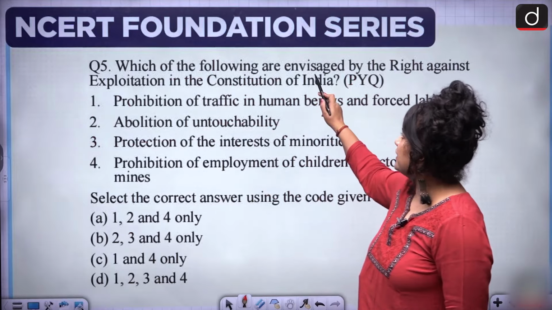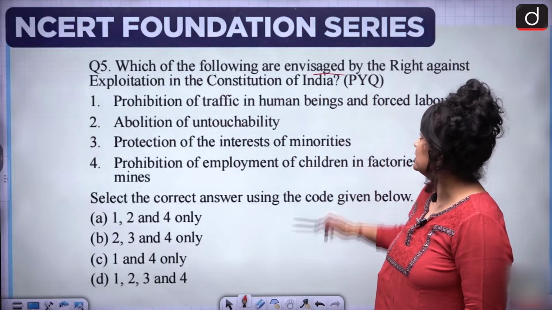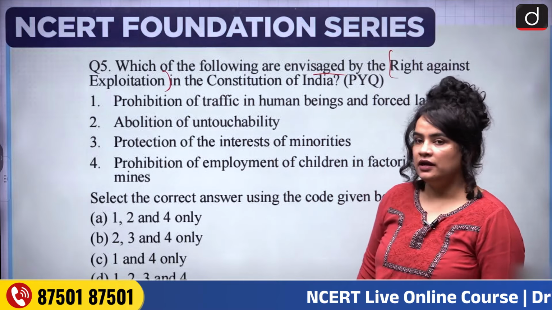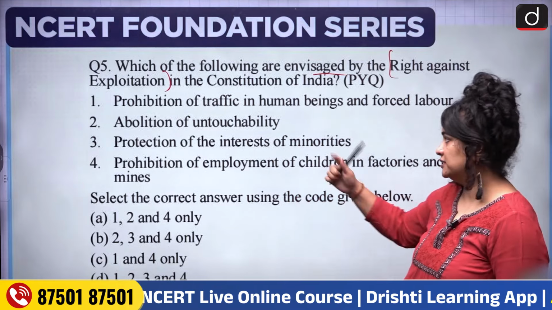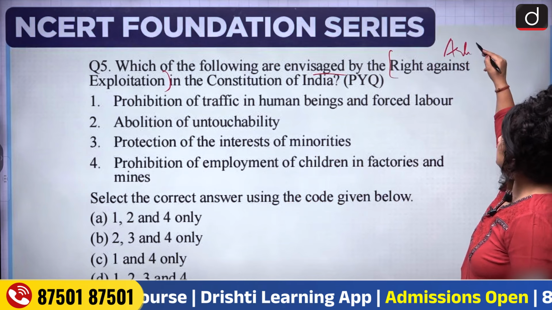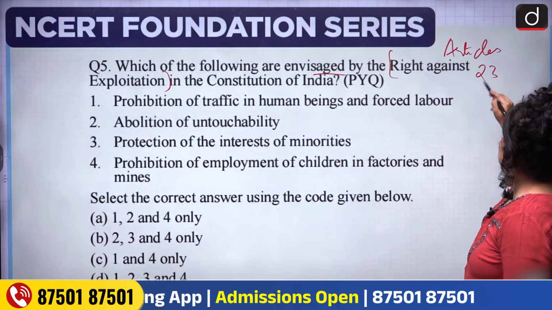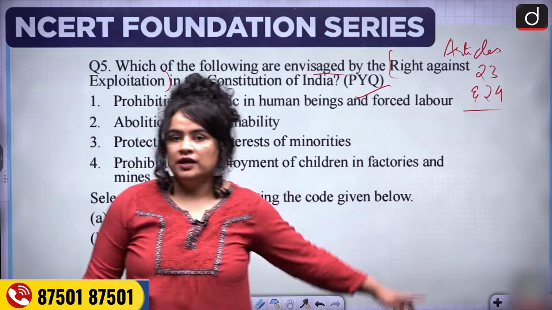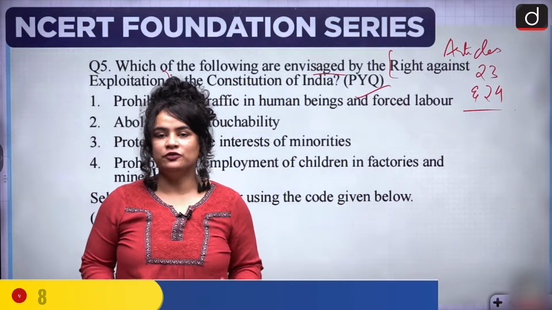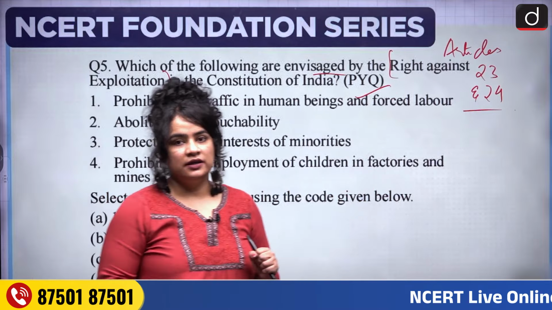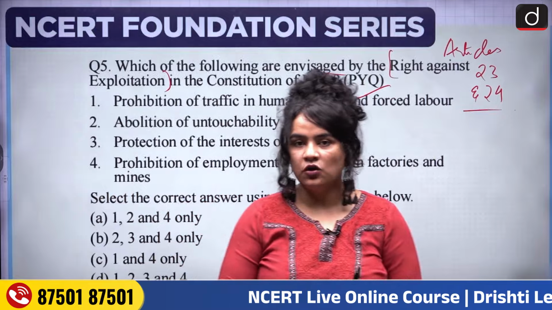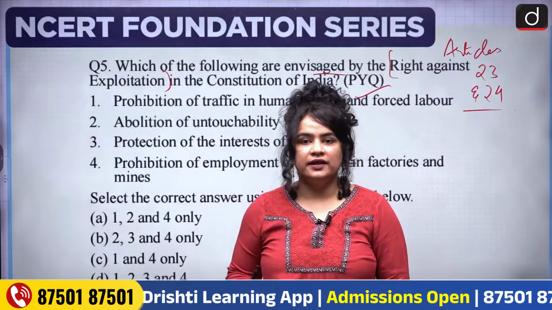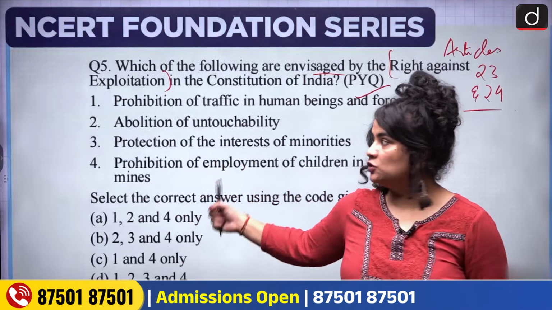Which of the following are envisaged by the right against exploitation in the Constitution of India? Now, right against exploitation basically refers to Articles 23 and 24. And this is again a PYQ. Now, looking at the options itself, you'll figure how simple the question UPSC has asked. It's not a very difficult question. If you've read your fundamental rights, even the sequence of them, then you know it's going to be a cakewalk for you because it's not even confusing.